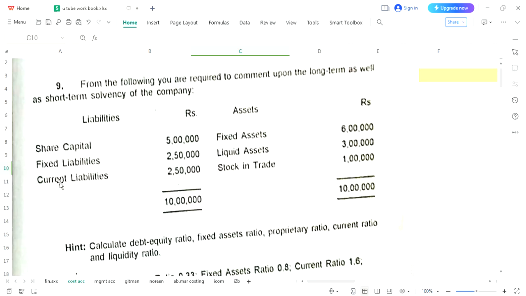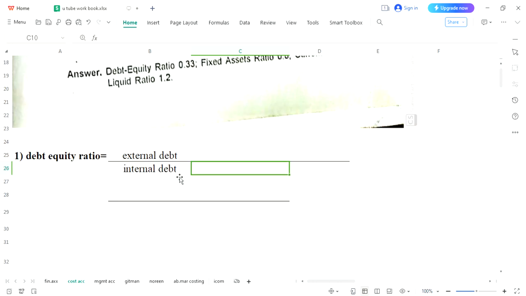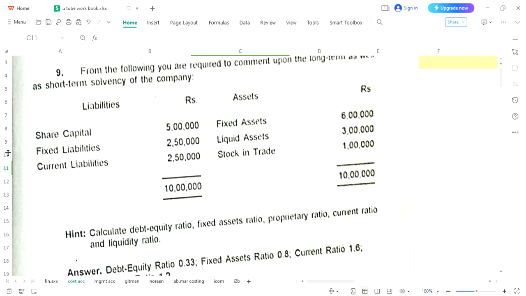Please note it down. Current liabilities are openly given. Current liabilities are what you are liable to pay to bills payable, accounts payable, notes payable, to the bank or to your creditors. So these are outsider liabilities, or external. So you will write 250,000 as your external debt, and now capital, we understood, is internal liability.